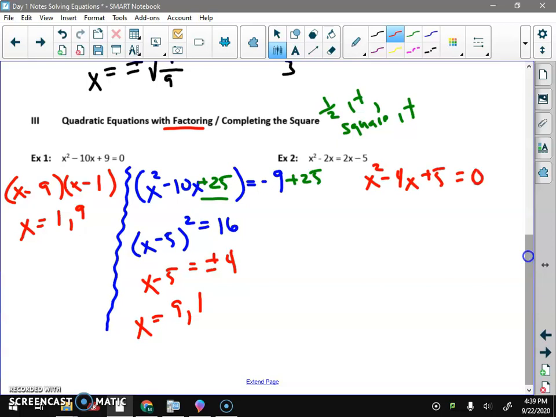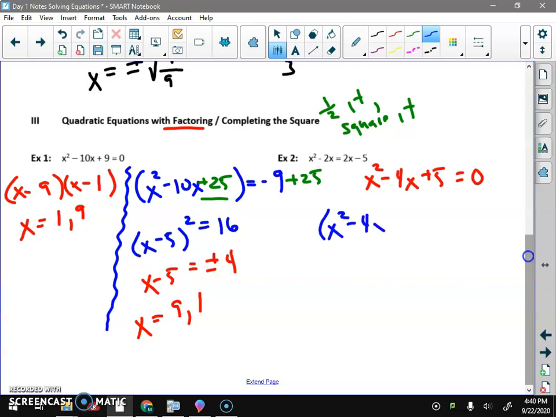Let's see. If that 5 is a plus and that 5 is a minus, what does that mean? They're both negative. Factors of 5 both negative. That would give me 5 plus 1 is 6, not 4. So it is not factorable. So that's not really an option. So we're going to have to complete the square.